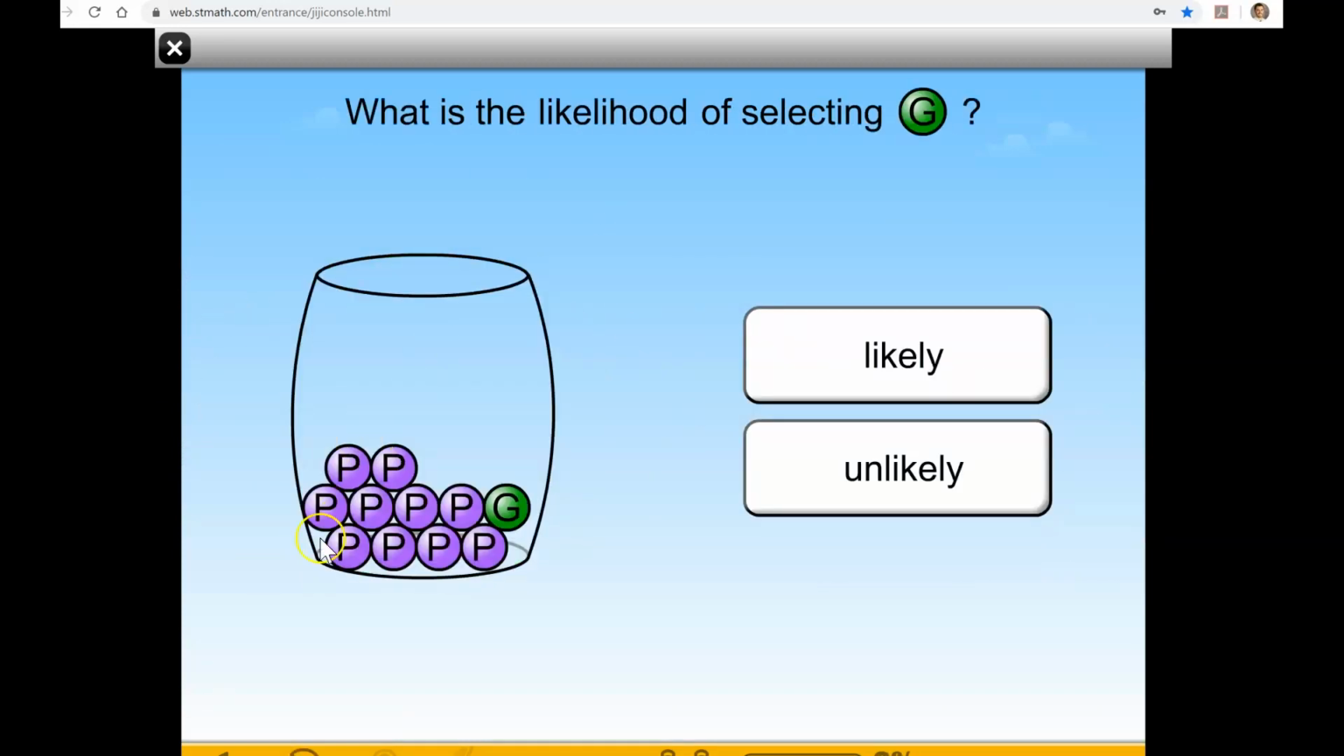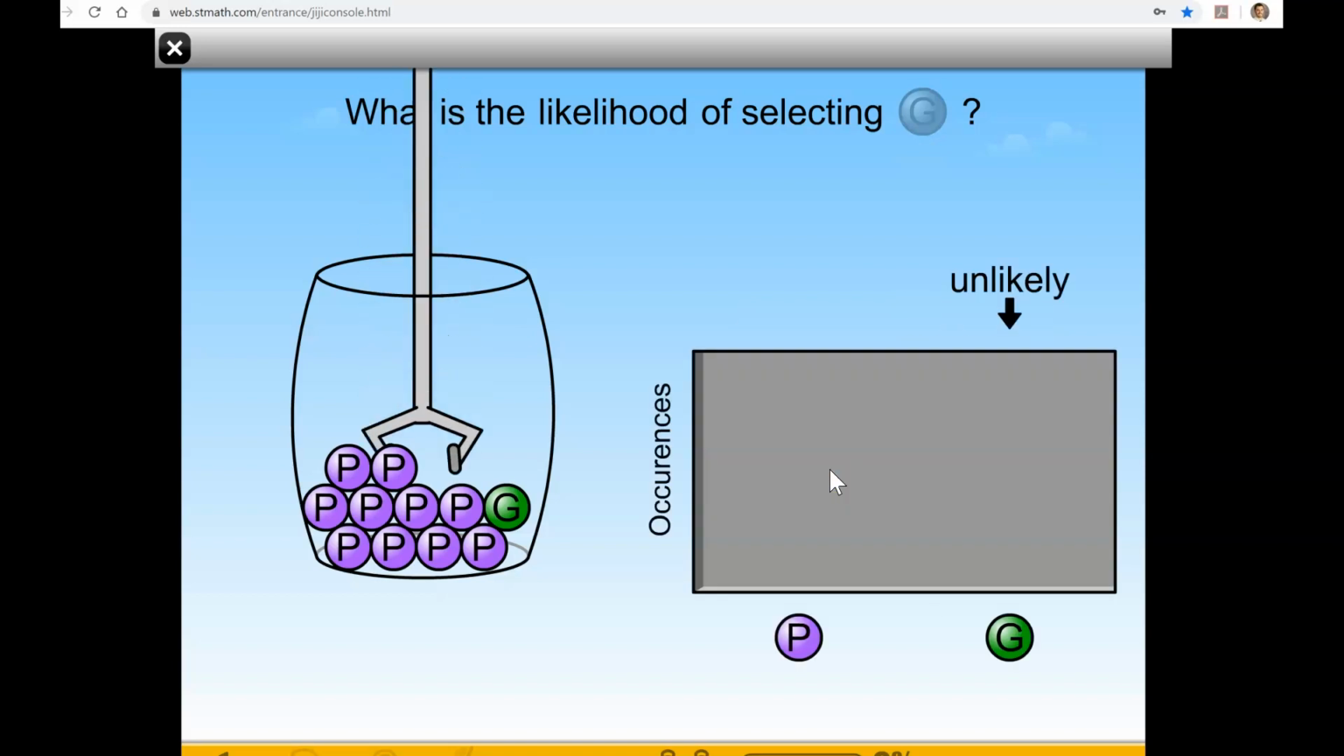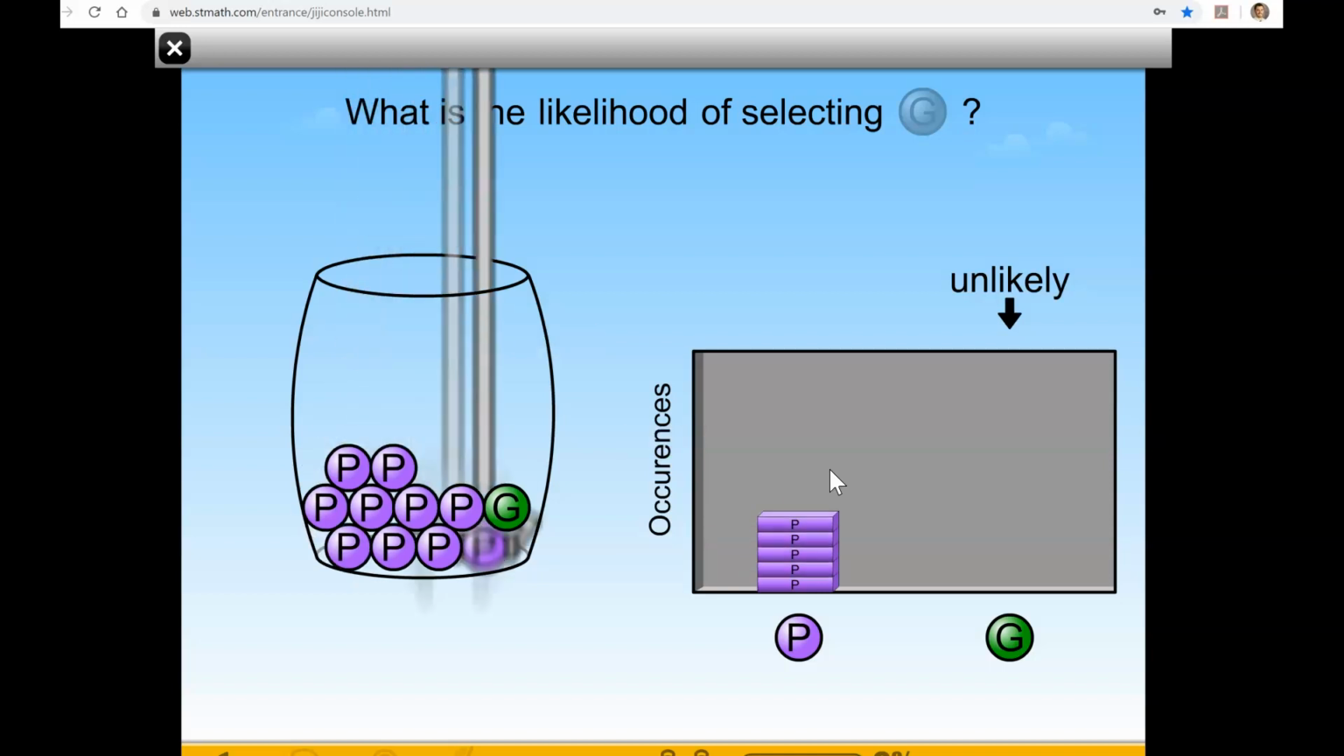Level 3 problems look like this. So you've got a jar, and pretend you're pulling a marble out of this jar. What is the likelihood of selecting G? Well, you see there's only one G there. There's only one green, so it's probably unlikely if I randomly put my hand in there. It's not impossible, right? I could grab that green marble, but it's more likely I'm going to grab that purple marble than the green marble.